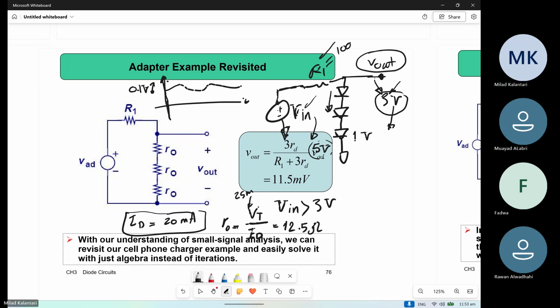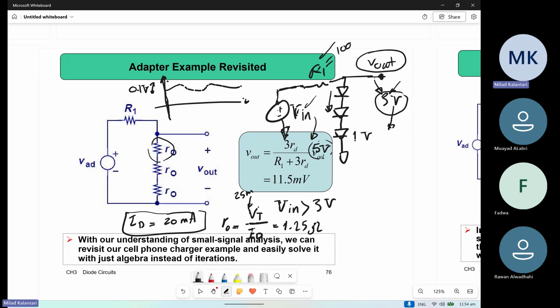That means every diode in a small signal model is equivalent to a series resistor like 12.50. Did I make a mistake? 25 divided by 20. Oh, yeah, sorry. 1.2, right? Is that 1.25, right? 1.25 ohm, right?